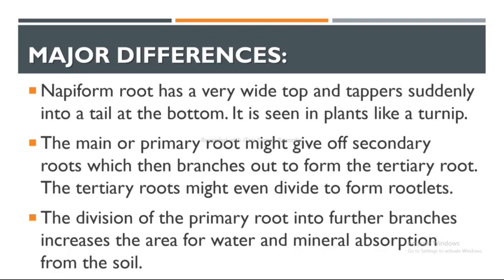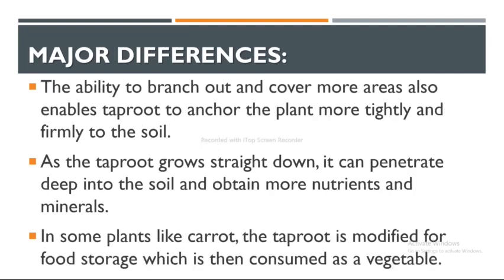The main or primary root might give off branches and secondary roots, which then branch out to form the tertiary root. The tertiary root might even divide to form the rootlets. The division of the primary root into further branches increases the surface area for water and mineral absorption from the soil. The ability to branch out and cover more area also enables the taproot to anchor the plant more tightly and firmly to the soil. As the taproot grows straight down, it can penetrate deep into the soil and obtain more nutrients and minerals.